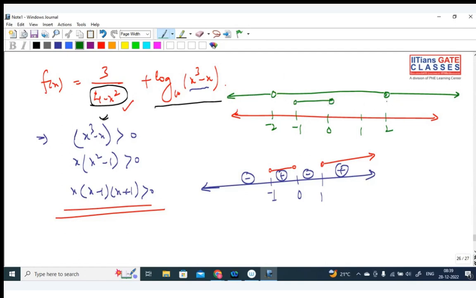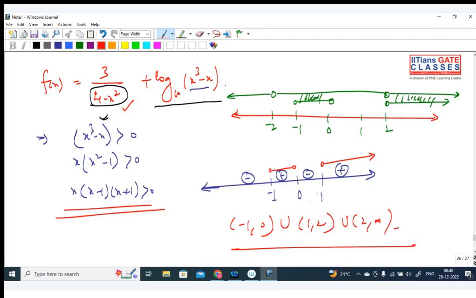So this is the common point, where the answer will be. You can say minus 1 to 0 union 1 and 2 union 2 and infinity. This will be also here, no? Sorry, this is from here to here. But you have to always find the intersection of this. This is the intersection, this is the intersection. So this is the answer for this question.